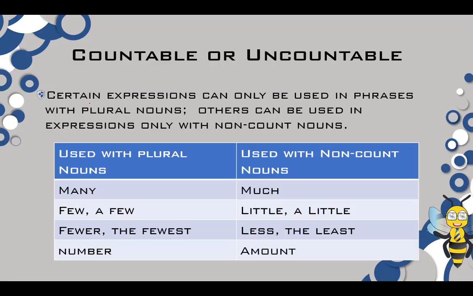Now, the first thing that we need to know about much and many is that one is countable and the other one is uncountable. As you already know, certain expressions can only be used in phrases with plural nouns, and others can be used in expressions only with non-count nouns. Every time we use a plural noun, we have to use many, few, a few, fewer, the fewest, or number. And when we're talking about uncountable nouns, we use much, little, a little, less, the least, or amount.